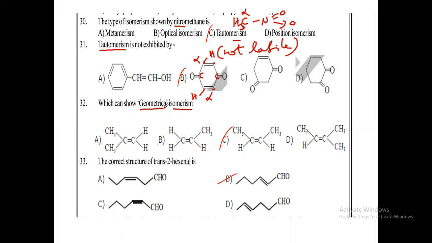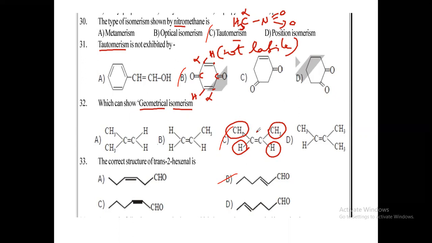Next, which can show geometrical isomerism? To show geometrical isomerism, the condition is that there should be a multiple bond, a double bond between carbon atoms. On each double bonded carbon, 2 different groups must be attached. On this double bonded carbon also 2 different groups are present, right? And here the 2 hydrogen atoms are below the plane of the double bond, and these 2 methyl groups are above the plane of the double bond.